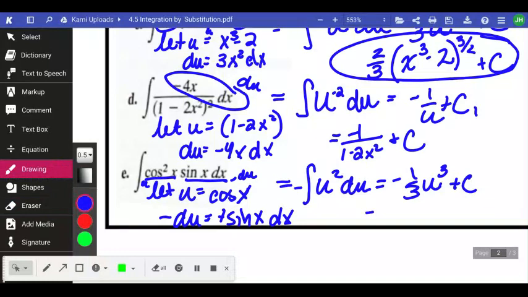So I have -1/3 cosine cubed x, if you want to write it that way, or you can put the cosine x entirely in parentheses and cube it. Just make sure the -1/3 is not in parentheses. Plus C. Any questions on that?